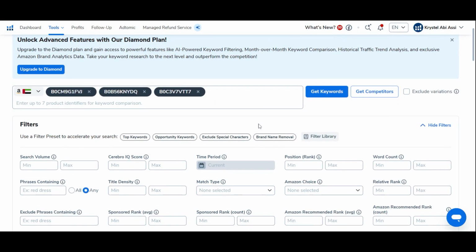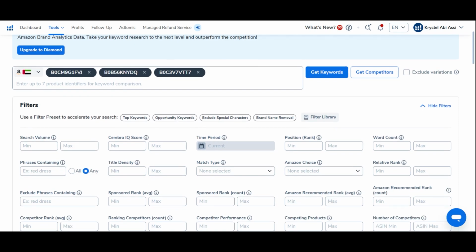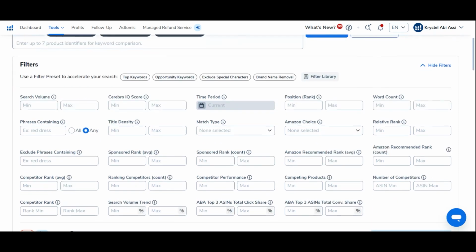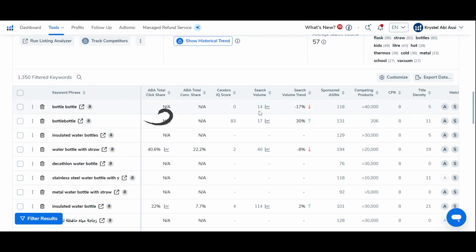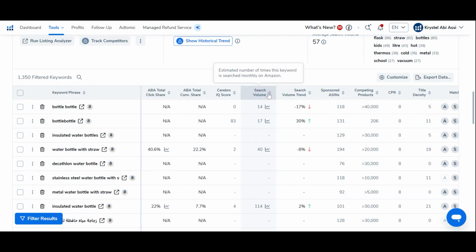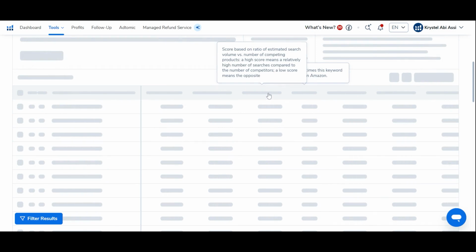So in Cerebro, just as an example, I added 3 different ASINs, which would be potentially maybe competitors of a product that I'm selling. And what is very important is for me to check on the search volume. So I don't want to be targeting keywords that have very low search volume. For example, 14 search volume is very, very low. Just 14 people typing this keyword per month is just not enough. So I'll click on search volume so I can get highest to lowest.